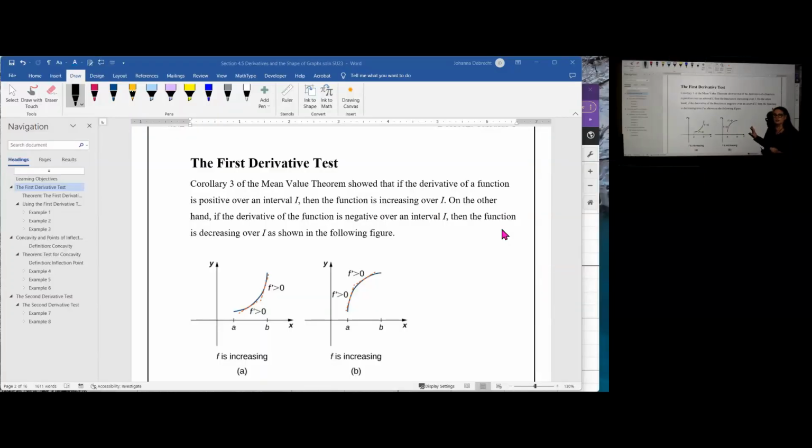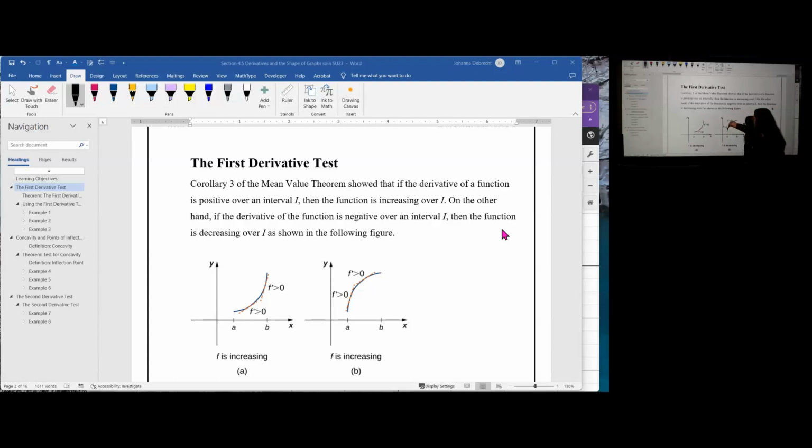We're going to start with the first derivative test. Remember that the third corollary of the mean value theorem showed that if the derivative was positive over an interval, then the function was increasing. In these two graphs that you see here, the function is increasing in both because the sign of the first derivative is positive over the entire interval. If you put your pen on the graph and trace it, the tangent line is always sloped up.